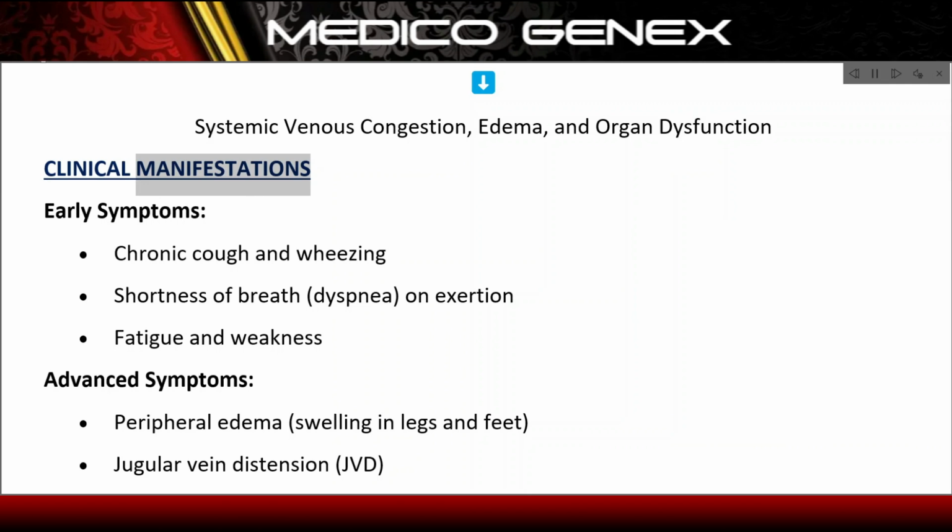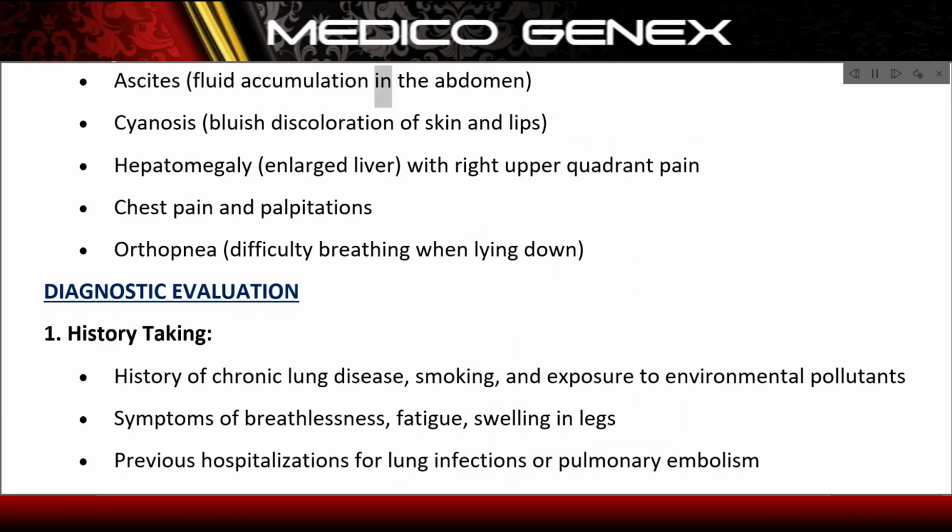Clinical manifestations. Early symptoms. Chronic cough and wheezing. Shortness of breath, dyspnea, on exertion. Fatigue and weakness. Advanced symptoms. Peripheral edema, swelling in legs and feet. Jugular vein distension, JVD. Ascites, fluid accumulation in the abdomen. Cyanosis, bluish discoloration of skin and lips. Hepatomegaly, enlarged liver, with right upper quadrant pain. Chest pain and palpitations. Orthopnea, difficulty breathing when lying down.